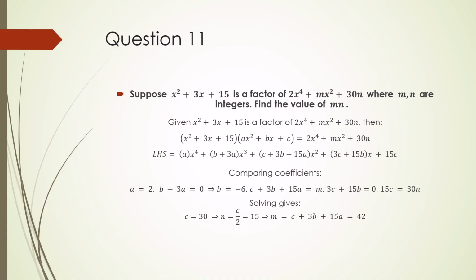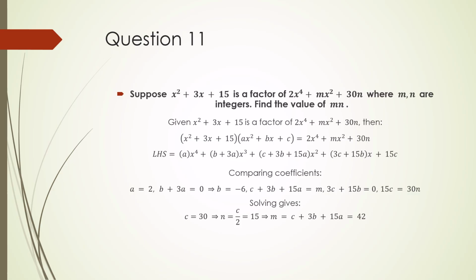if you look at the coefficient of x to the power 4, you can see that a clearly equals 2, and because there's no x cubed term on the right hand side, we know that b plus 3a is equal to 0, so we can solve b equals -6. We also see that there's no x term on the right hand side, so the coefficient of x, which is 3c plus 15b, is also equal to 0, and hence we solve that c is equal to 30.